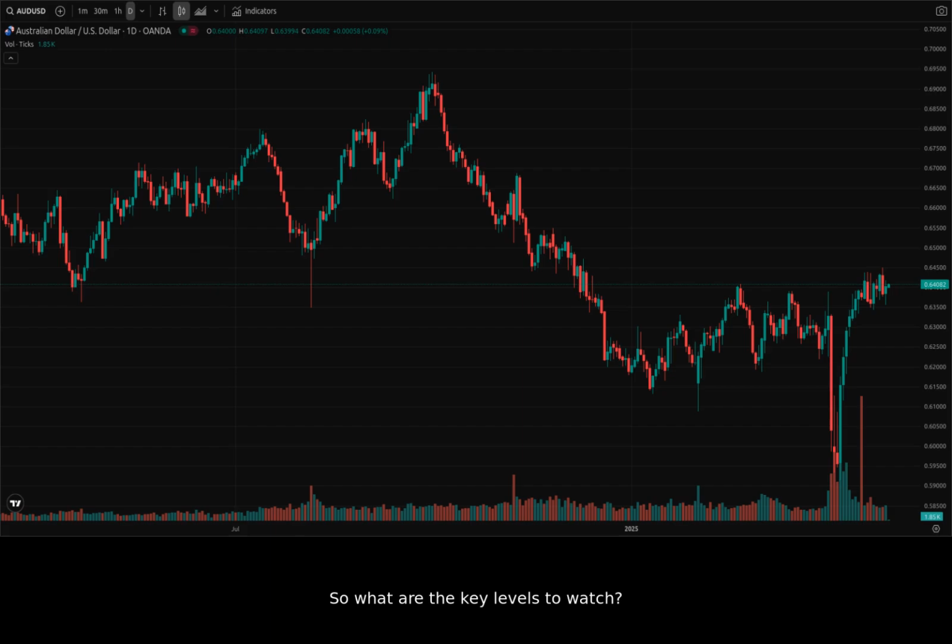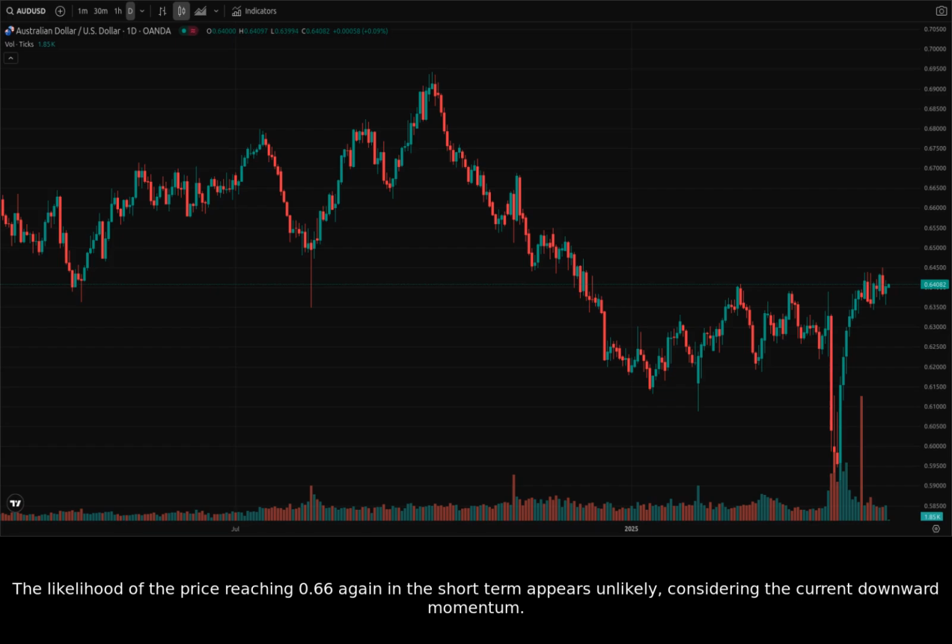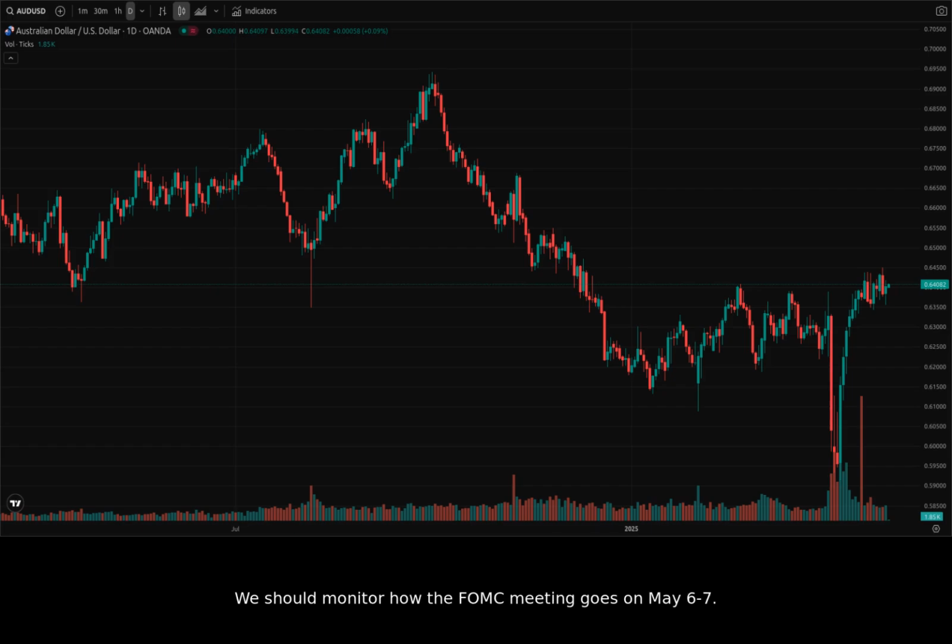So, what are the key levels to watch? A break above 0.642 and sustaining above that level is a buy signal. A break of support at 0.638 would confirm a bearish outlook. The likelihood of the price reaching 0.66 again in the short term appears unlikely, considering the current downward momentum. We should monitor how the FOMC meeting goes on May 6 to 7th. Until then, trade within the range.